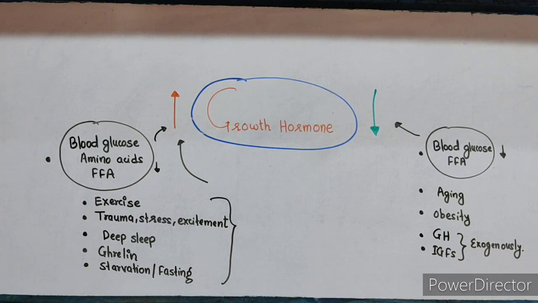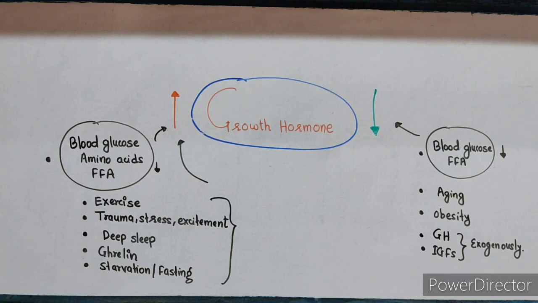Deep sleep, especially stages 2 and 4, stimulates growth hormone secretion. Ghrelin, which is a hormone produced by endocrine cells of the GI tract, especially the fundus of the stomach, also stimulates growth hormone. Ghrelin is produced in response to fasting. Likewise, starvation and fasting also will stimulate growth hormone secretion.